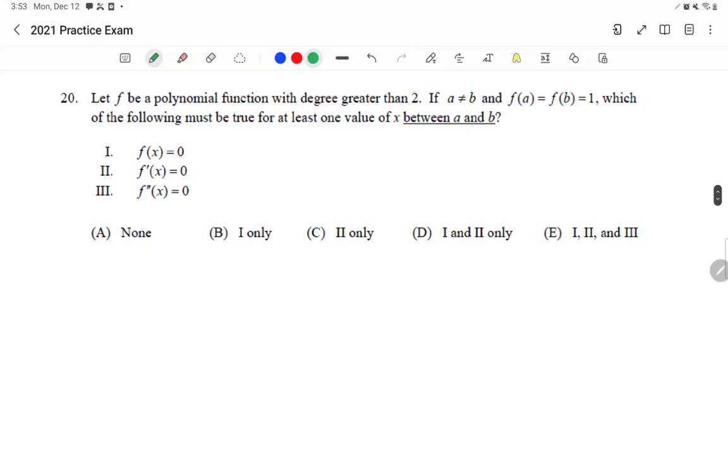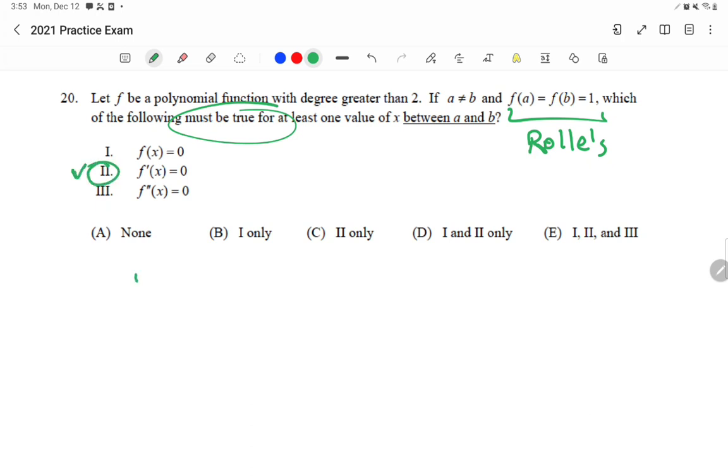All right, we have a polynomial function with degree greater than 2, if a is not equal to b and f of a equals f of b equals 1. Which of the following must be true for at least one value between a and b? This is a big hint. Polynomial tells us it's continuous and differentiable, so we can use Rolle's theorem. So for Rolle's theorem, we know that f prime of x equals 0. We know that is true.